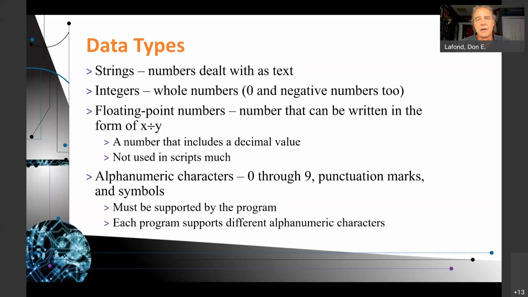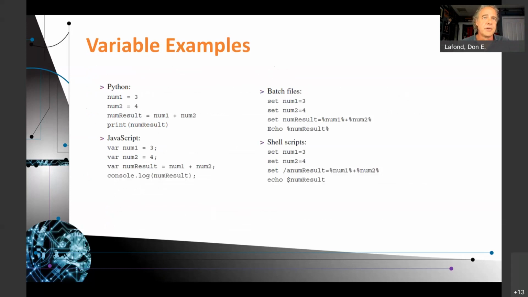Alphanumeric characters 0 through 9, punctuation marks and symbols must be supported by the program. Each program supports different alphanumeric characters. All they're saying is A through Z, 0 through 9, and punctuation marks and symbols are different, can represent things, but they also are what you can use as strings and integers and floating point.